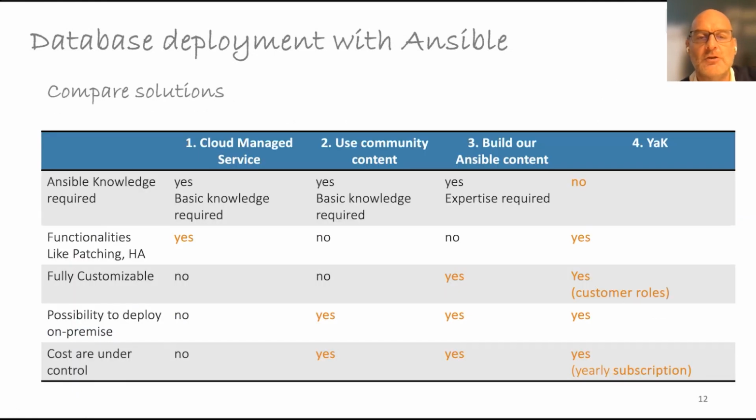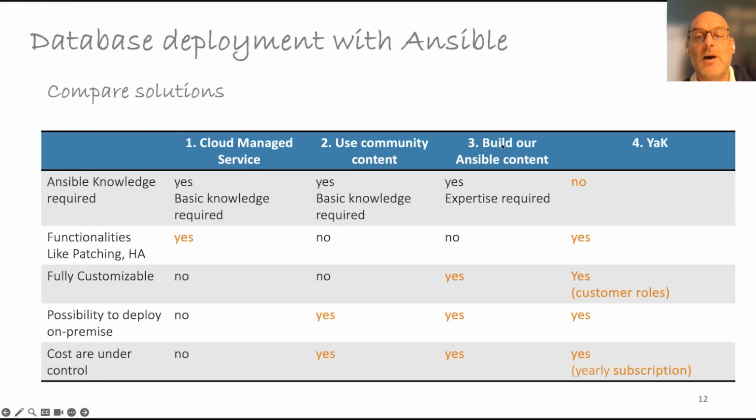So here is a short summary of what I just explained. We have the cloud managed services, where you have all functionalities such as patching, HA, and even more. Here, I must say functionality is very good. Then for the community content, what is possible is to have it on-premise also, and you have the cost under control because it costs nothing, but you are very limited.